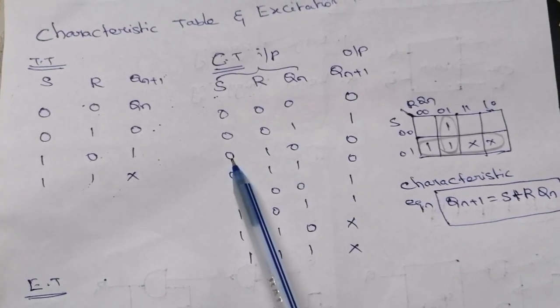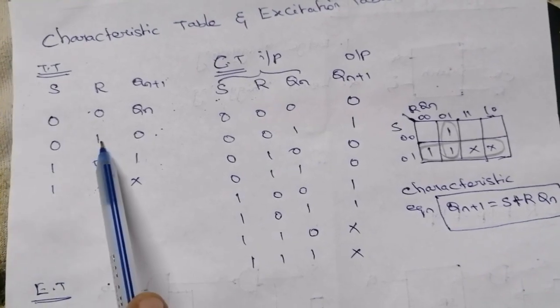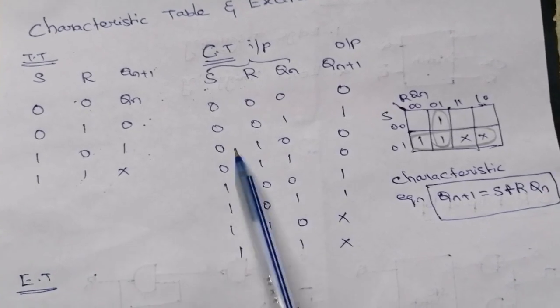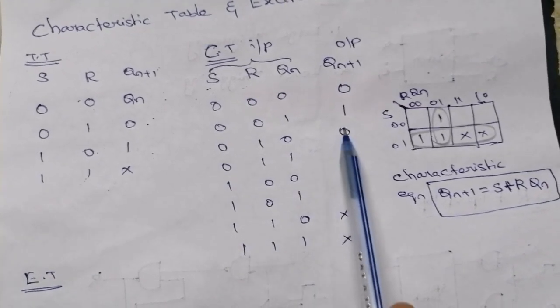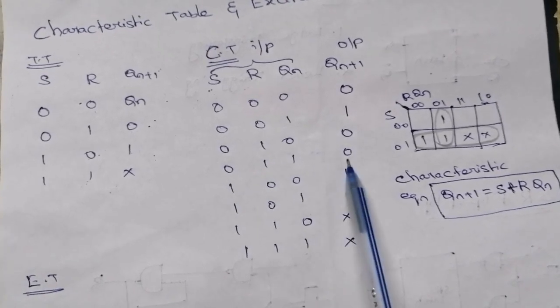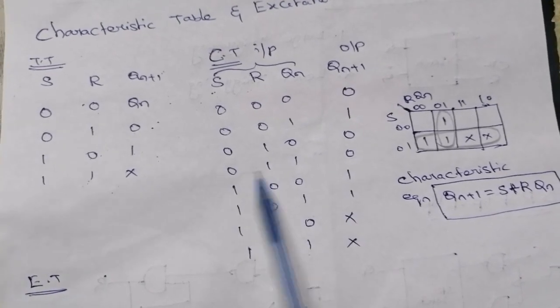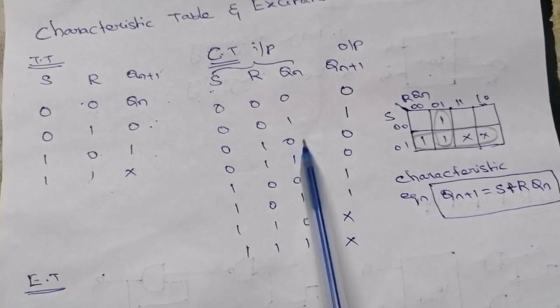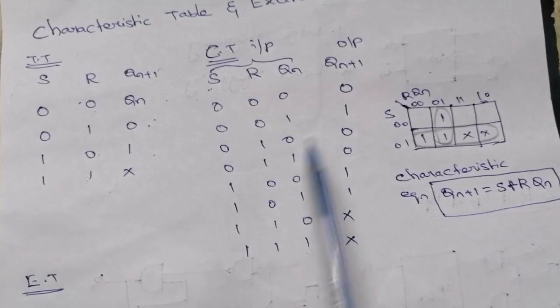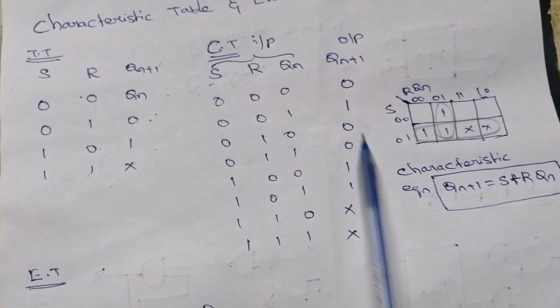Then the third possibility is input 0, 1. For the 0, 1 condition, the next state will be 0, the reset state. This is also a 0, 1 combination, so the next state will be the reset state. In these input conditions, our past output may be 0 or 1, not a problem, right? The next state will be the reset state.